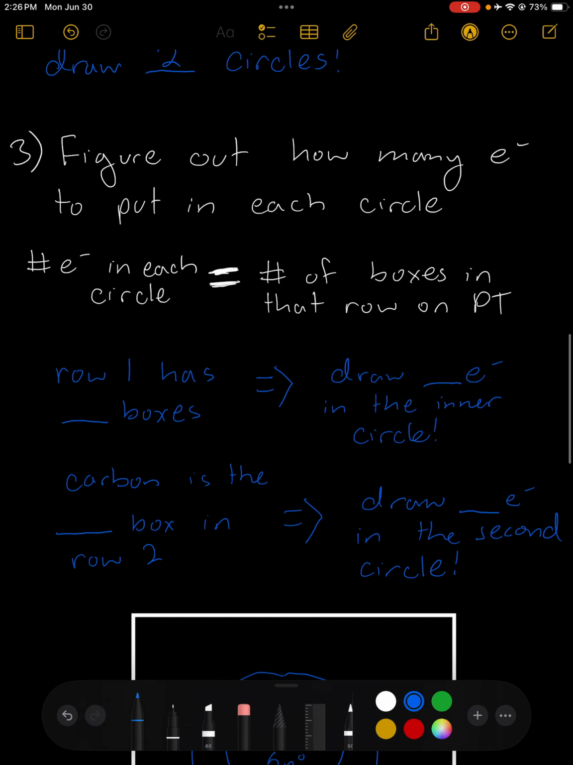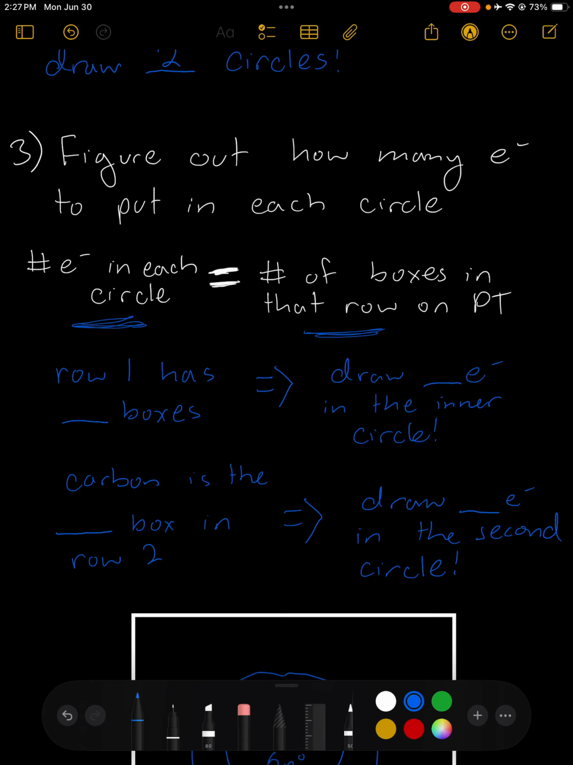Next, we need to figure out how many electrons to put in each circle. In terms of Bohr models, this might be the hardest part, but again, it's really not all that difficult. The number of electrons that you put in each circle is the same thing as the number of boxes in that particular row on the periodic table. So let's take a look at that.